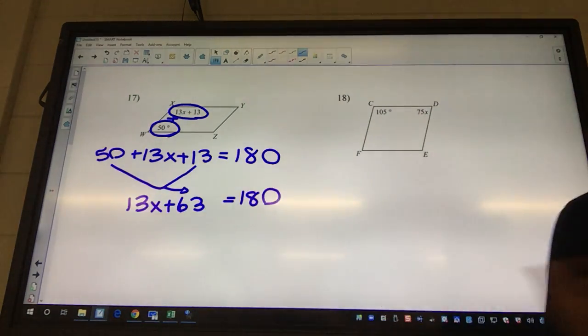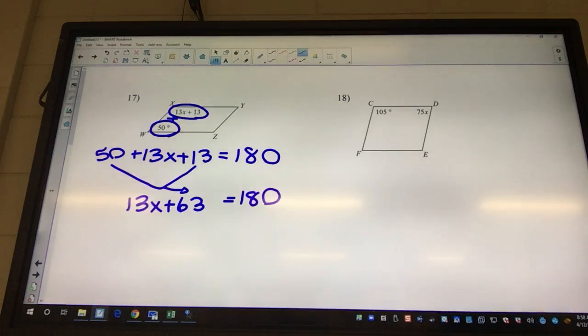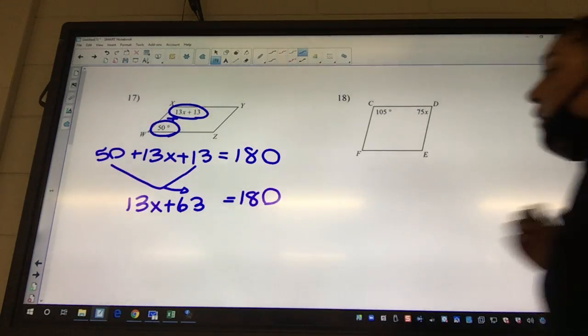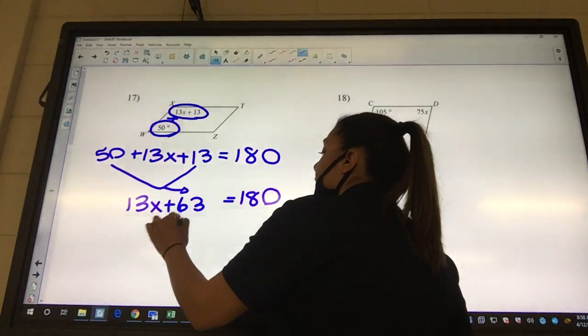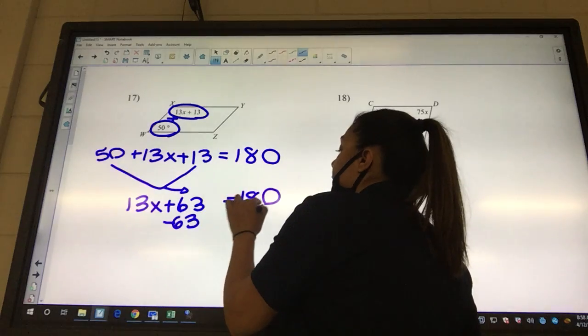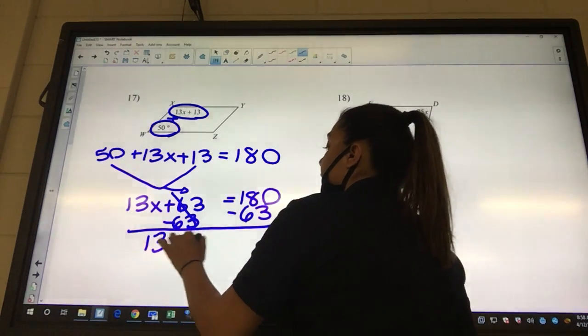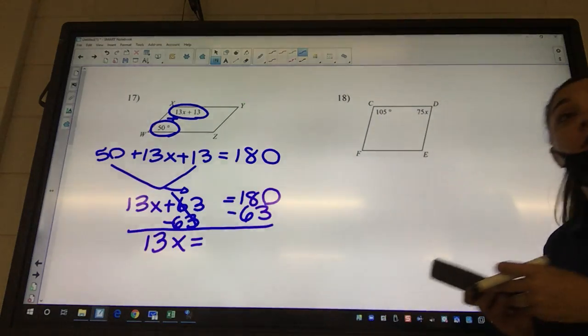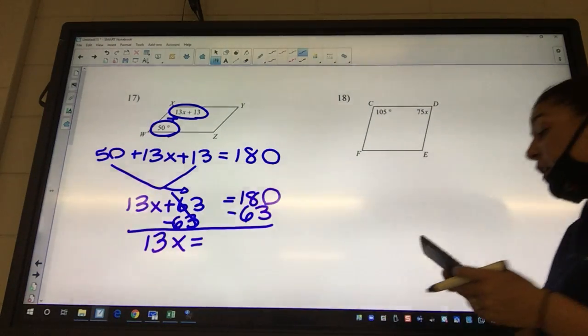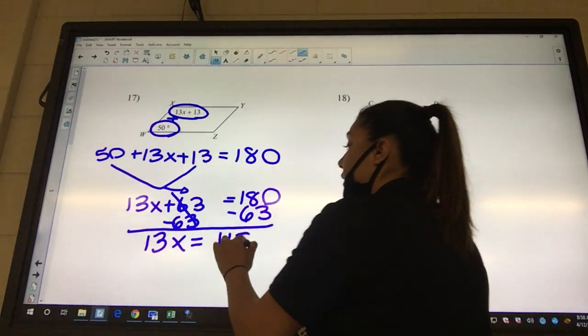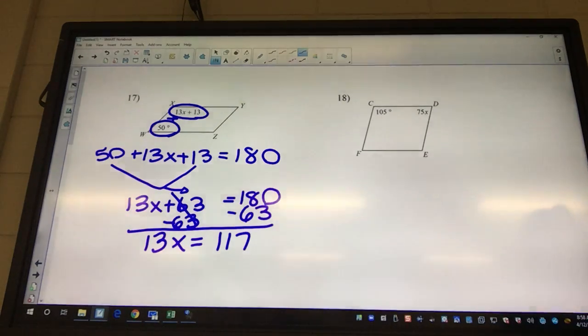And that looks like something familiar you've worked with 1,000 times. Okay, what needs to get moved? 13x plus 63 equals 180. The plus 63, so I'm gonna say minus 63, minus 63. So I got 13x equals 180 minus 63 is gonna be 117. You alright? And then what do we divide?